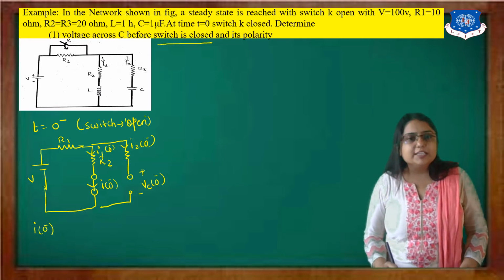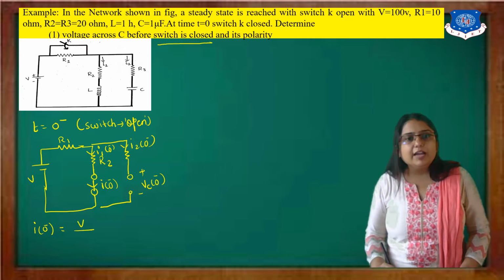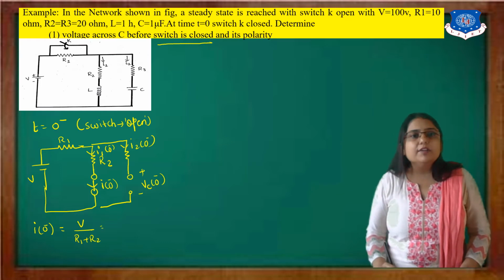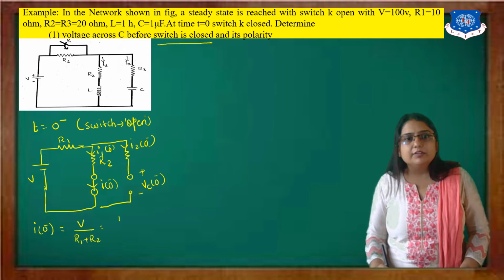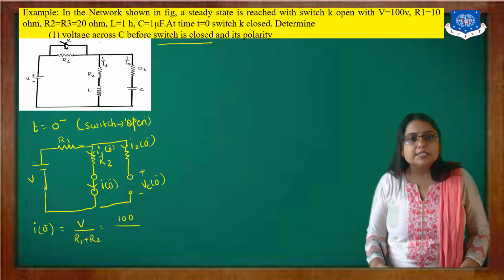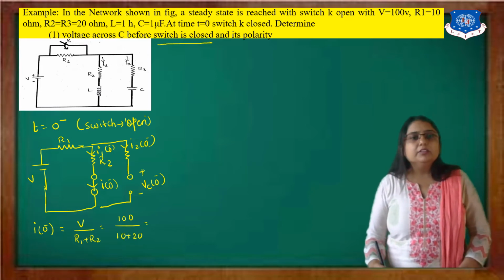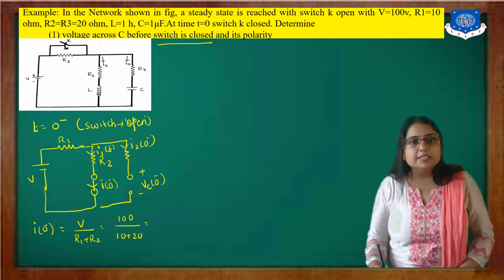Now this value of I1 at 0 minus, what is that equal to? It's V divided by R1 plus R2. So what is the value of V? V is given to us, that is 100. R1 value is 10 and R2 value is 20. So this is 100 divided by 30, so we will consider this as 10 divided by 3 ampere.